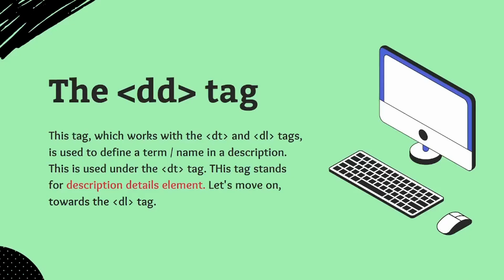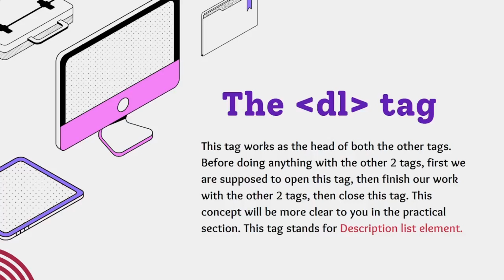The DD tag. The DD tag stands for description details element. This tag is used to define a term or a name in a description. This tag is working with the DL tag. So what's the DL tag? This tag is the head of both the tags. First you open the DL tag, then you use both your other tags, then you close your DL tag. This tag will be clear for you in the practical section, and this tag stands for description list element.